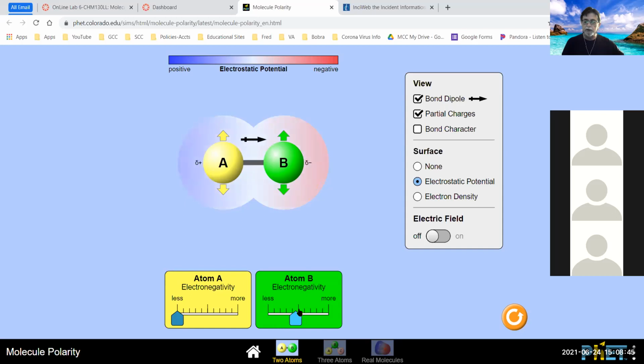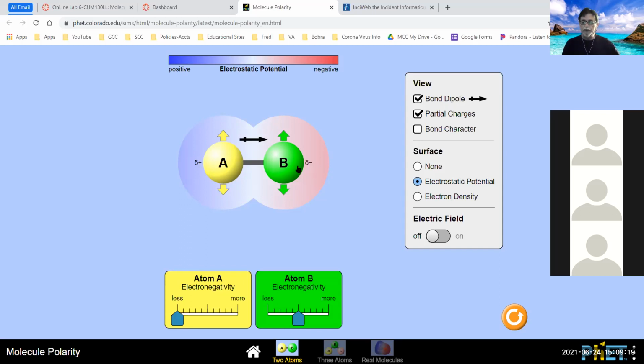I'm gonna double it. I'm gonna go like this. All right. The red indicates that with B now having a higher electronegativity, it is pulling the electrons onto itself much more than A is. The result is, remember, electrons have a negative charge. So there's more electron density around B, resulting in what we call a partial negative.